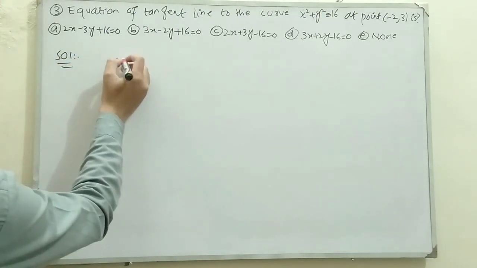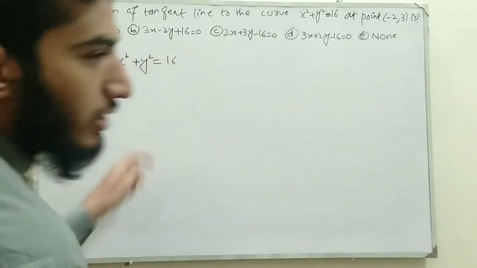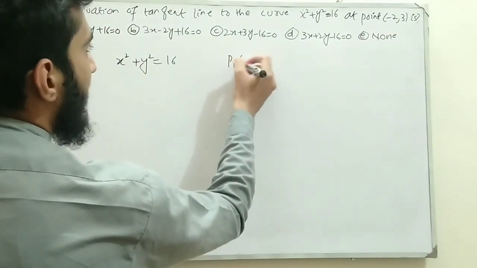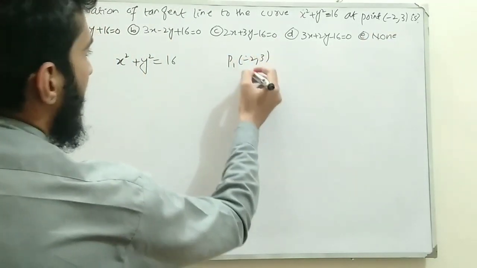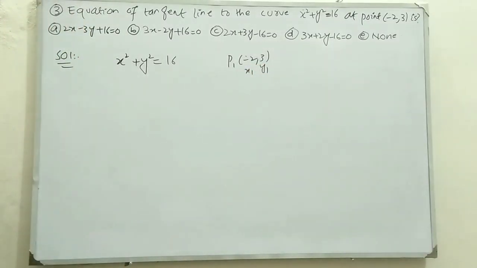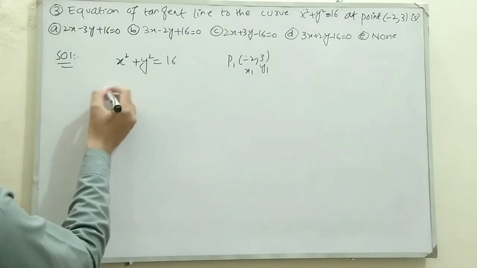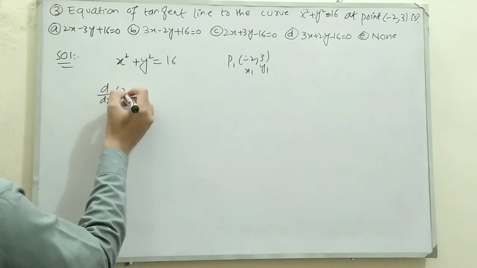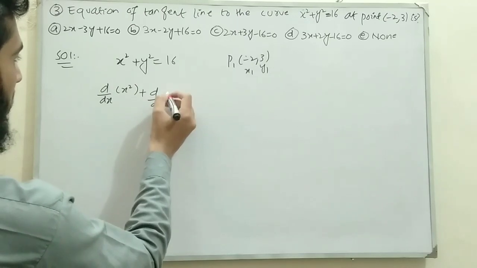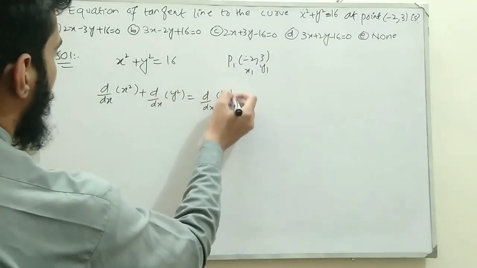We have a curve x square plus y square is equal to 16, lying at the point minus 2, 3. Let's suppose this is x1 and this is y1. So we are going to find the derivative of the given curve. Differentiating both sides with respect to x, we take the derivative of x square, and also the derivative of y square with respect to x, which is equal to the derivative of the constant 16.